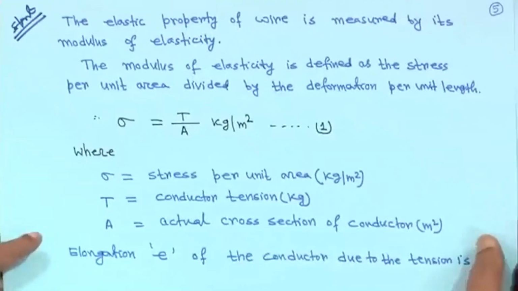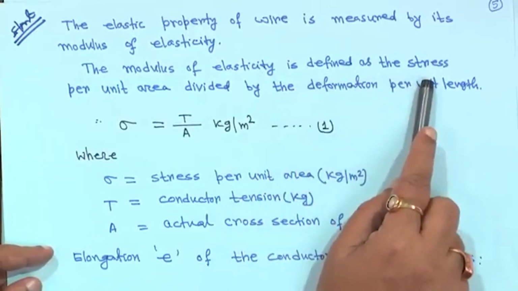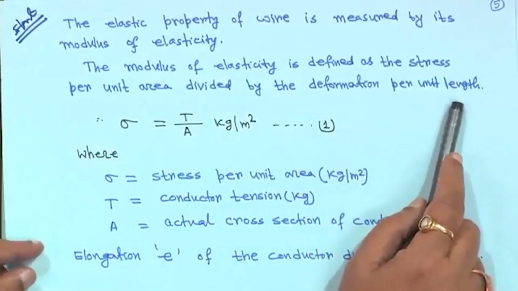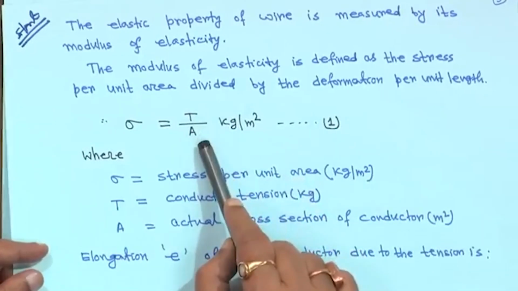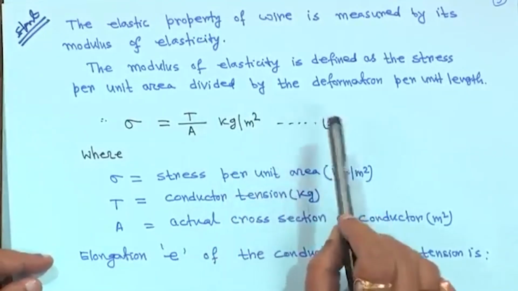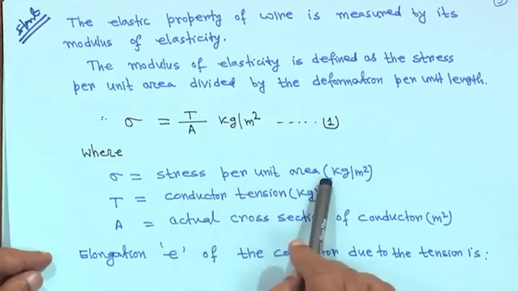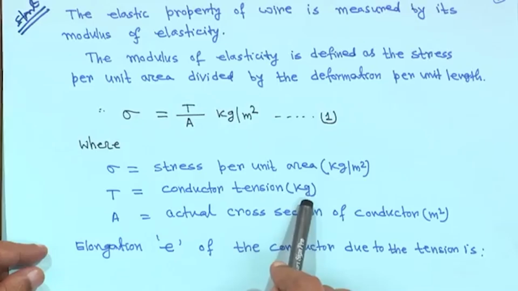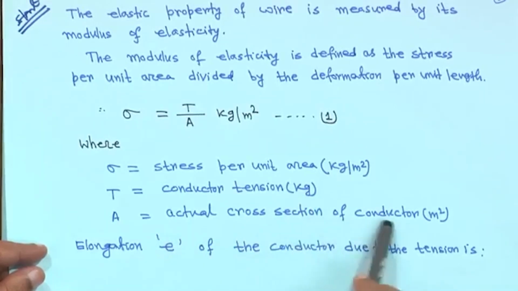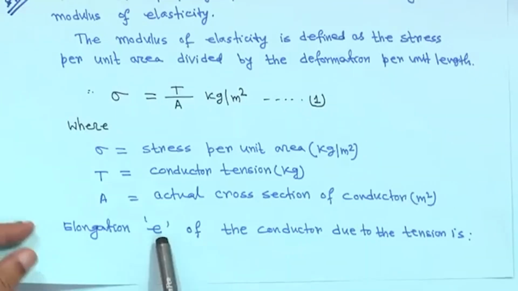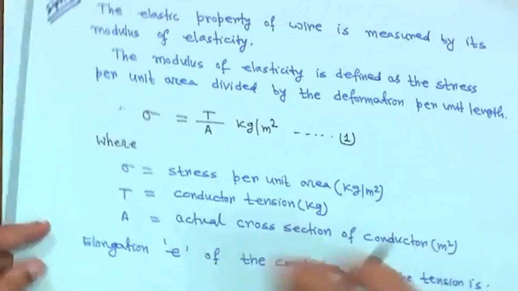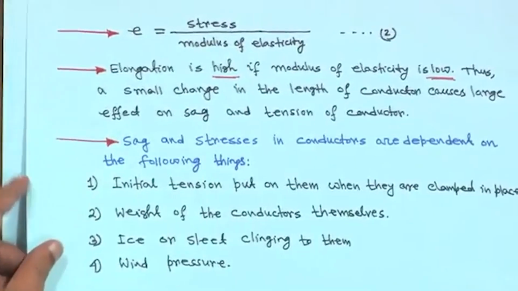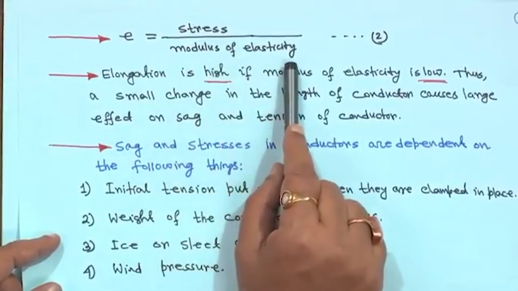This you know actually. The modulus of elasticity is defined as the stress per unit area divided by the deformation per unit length. That means, sigma is equal to T upon A kg per meter square. This is equation 1, where sigma is equal to stress per unit area, that is kg per meter square, T is equal to conductor tension in kg, and A is equal to actual cross section of conductor, that is in meter square. So, elongation E of the conductor due to the tension can be defined as E is equal to stress divided by modulus of elasticity.